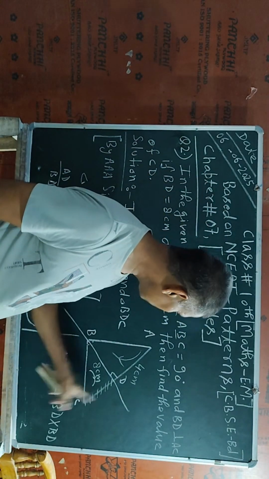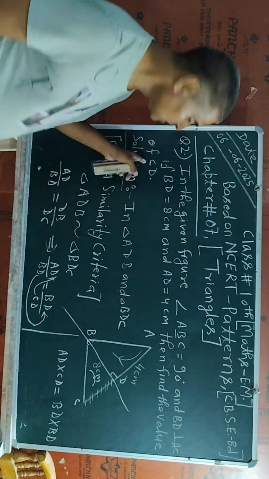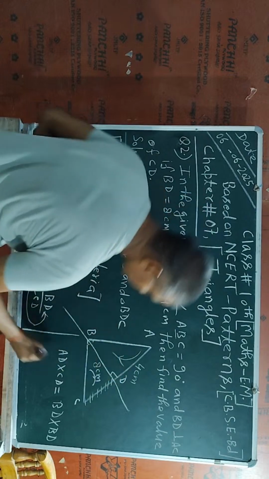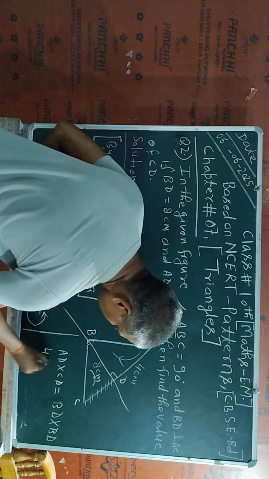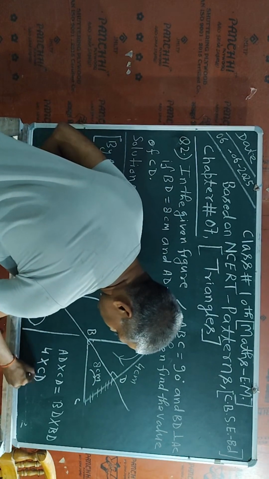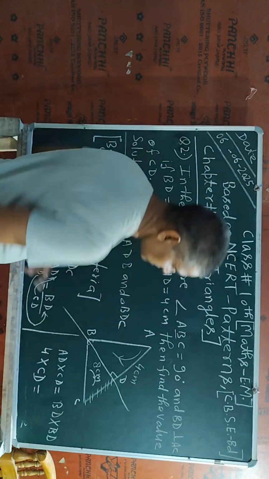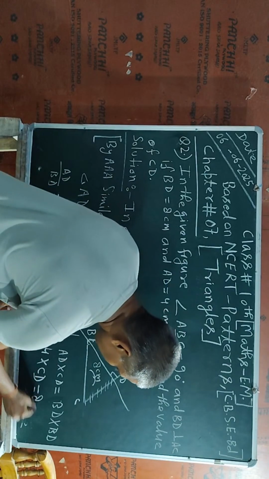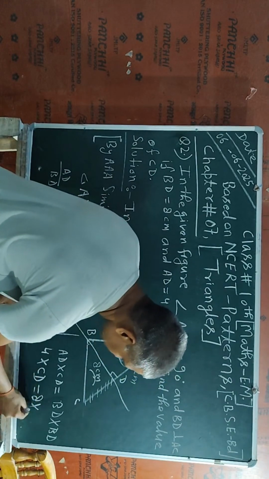Now we have to get the value of CD, which is asked in the question. The value of AD is given here as 4, so here I will write 4 into the value of CD, which I have to calculate. Now here I have the value of BD. BD is given here as 8, and this BD is also 8.